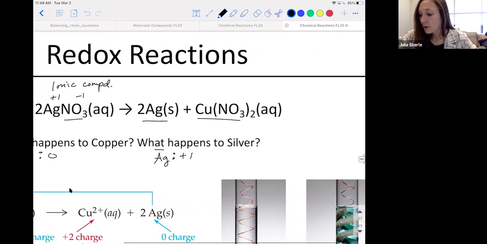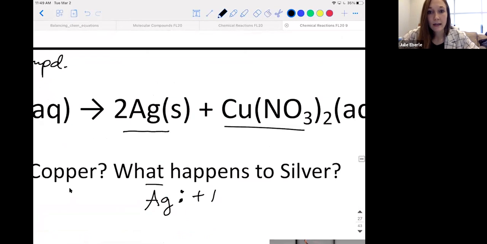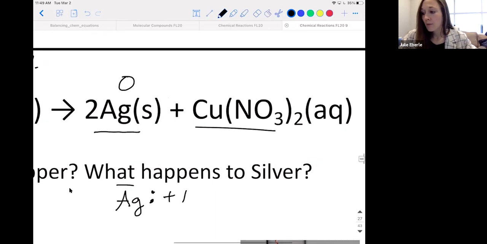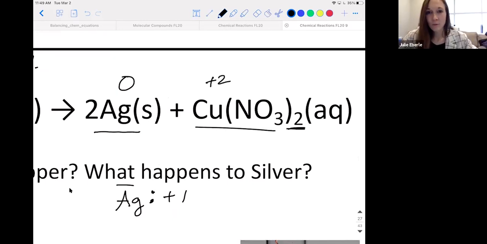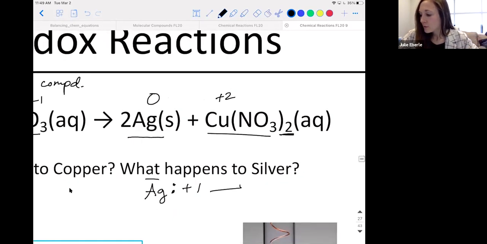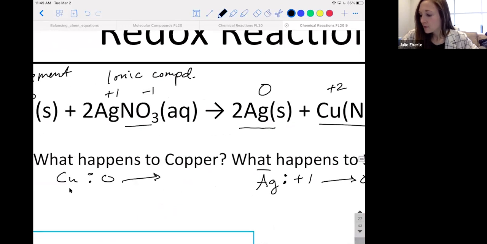What happens on the product side? What number would you give silver on this side to allude to any charge that it does or does not have? Okay, I'm seeing in the chat, people are saying 0. Does that make sense though to you? It's by itself, it's an element, it's not in a compound, so it's neutral. Okay, what about copper? What number would you give copper here? Jonathan, now's your time to shine. Oh my gosh, it'd be +2. There you go. We have 2 nitrates this time. Remember, nitrate's still a -1. Nitrate doesn't change, by the way. It's a -1 on both sides, so we're not concerned with nitrate. Okay, so silver goes from +1 to 0. Copper goes from 0 to +2.